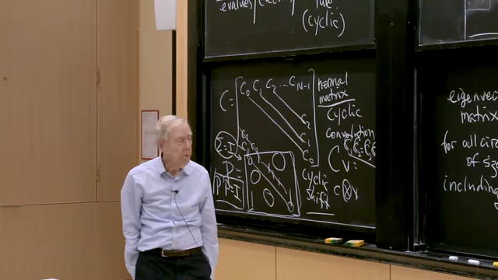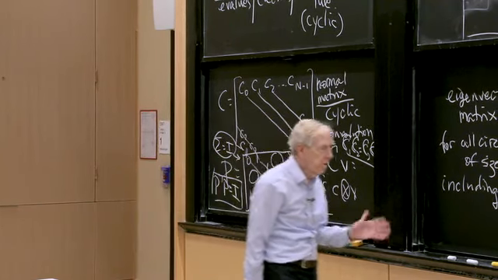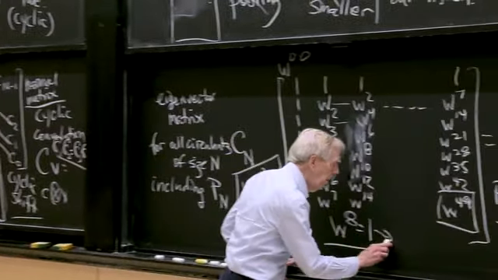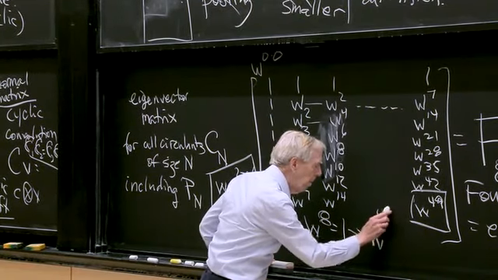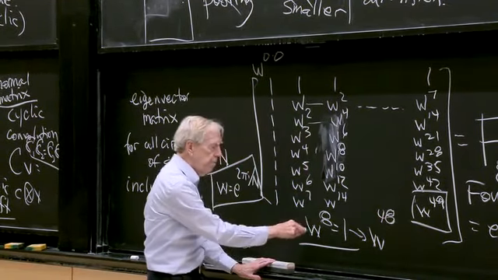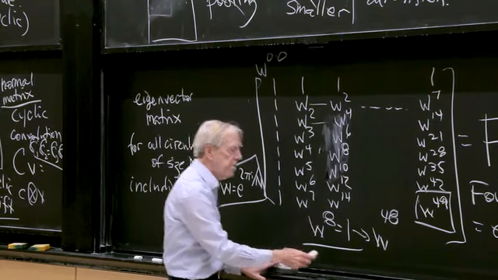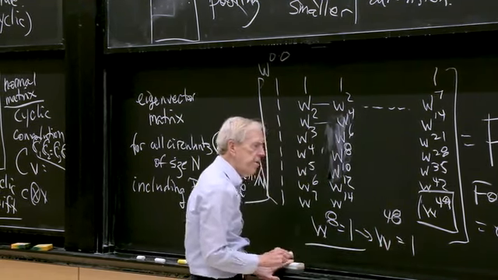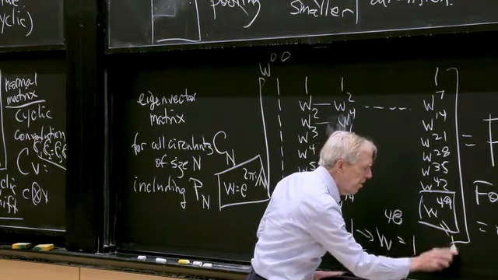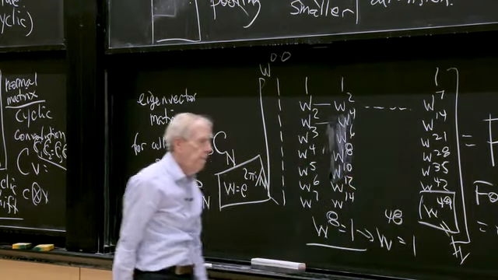W? It's the same as W. Okay. Because W to the 48th is 1. Right? I take the 6th power of this, and I get that W to the 48th is 1, so W to the 49th is the same as W.